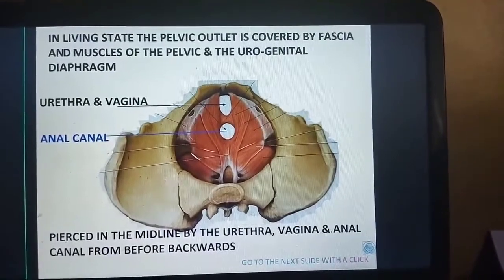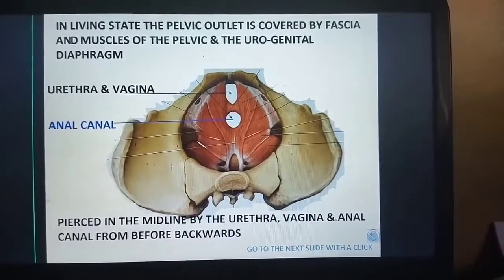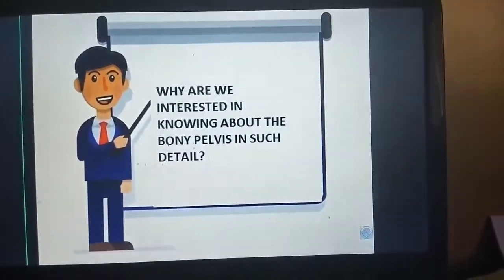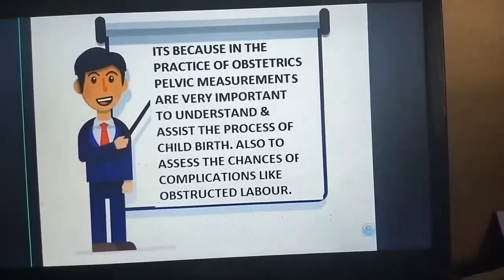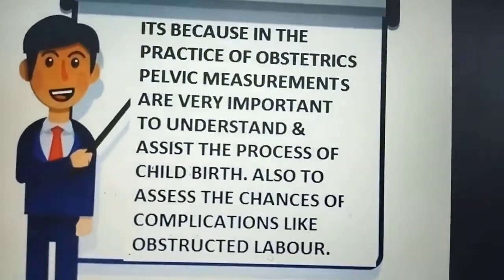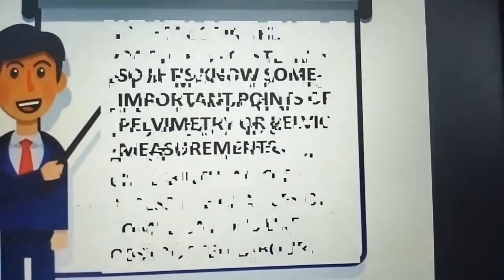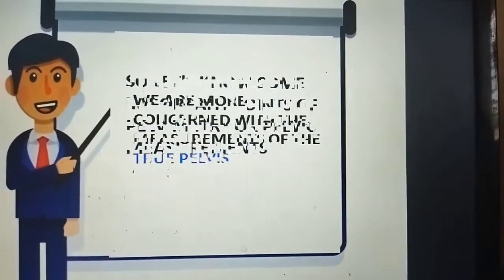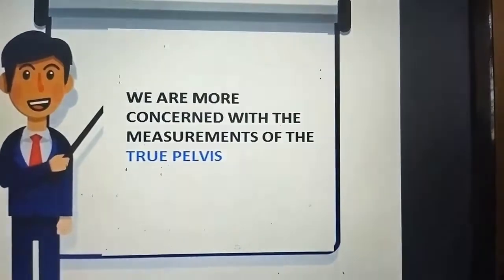In the living state, the pelvic outlet is covered by fascia and muscles of the pelvic and the urogenital diaphragm. But why are we interested in knowing about the bony pelvis in such detail? Because it has immense importance in the practice of obstetrics. So now we are moving to the measurements, pelvic measurements, and we will be more concerned with the measurements of the true pelvis.